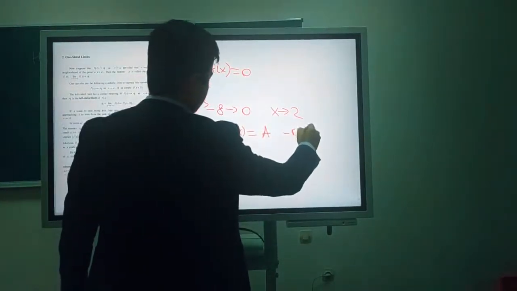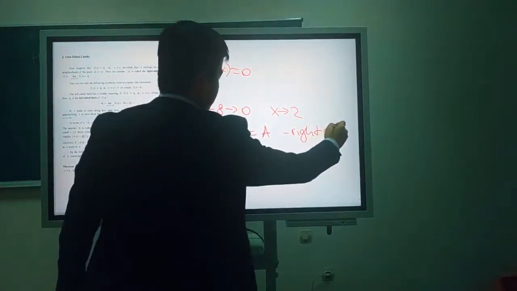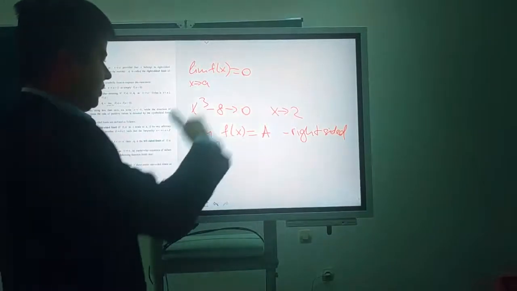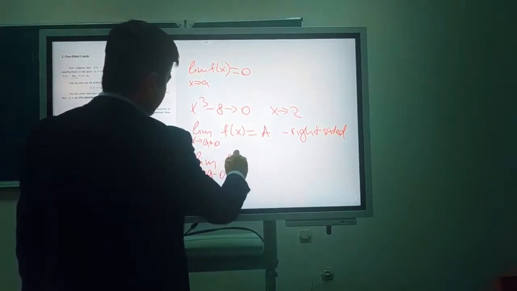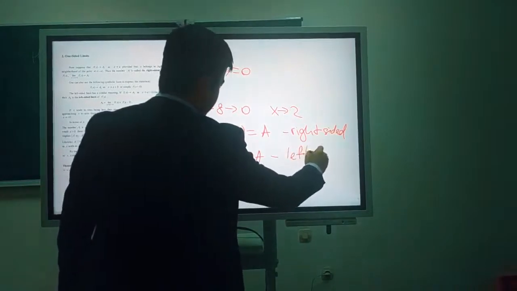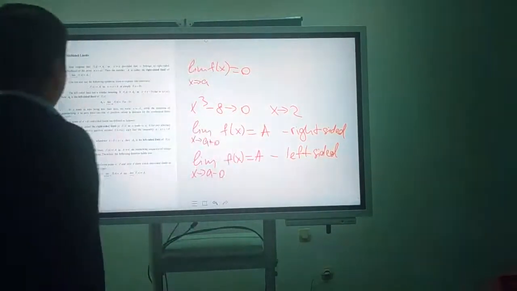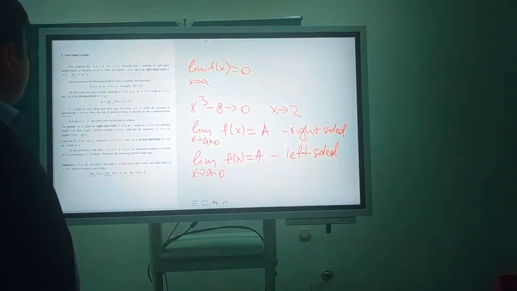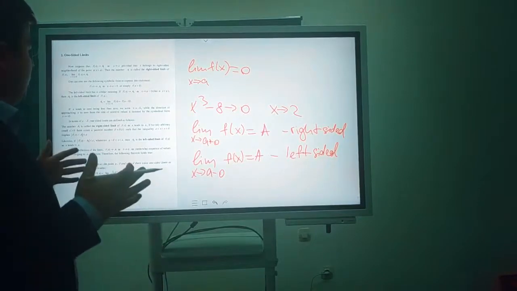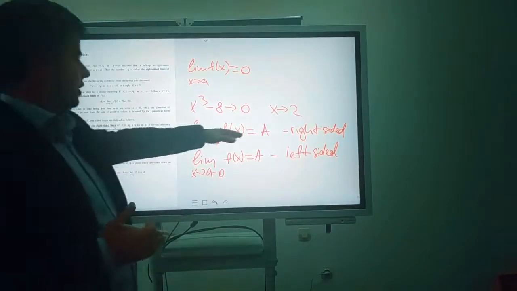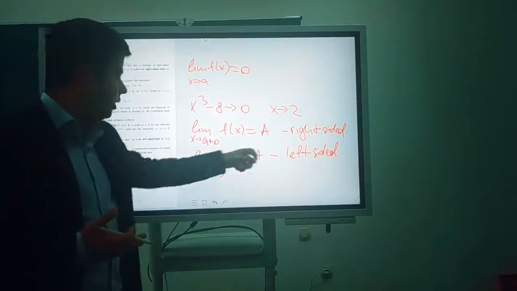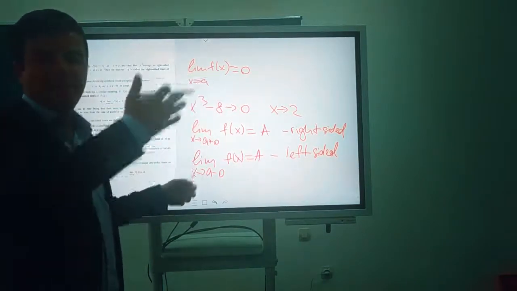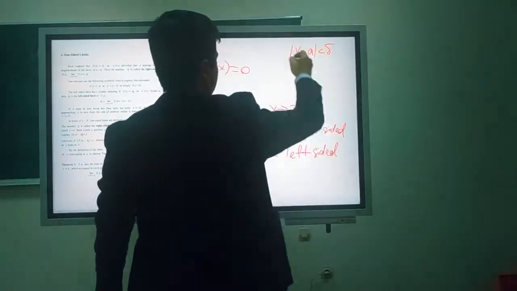This is right-sided. Here is plus 0. This is the right-side limit. And the limit as x tends to a minus 0 of f of x is the left-side limit. Again, one more time, when we calculate the right-side limit, we need to take the right-sided neighborhood of x. And if we calculate the left-sided, we need to take the left-sided neighborhood of x. From this definition, we have the absolute value of x minus a less than delta.